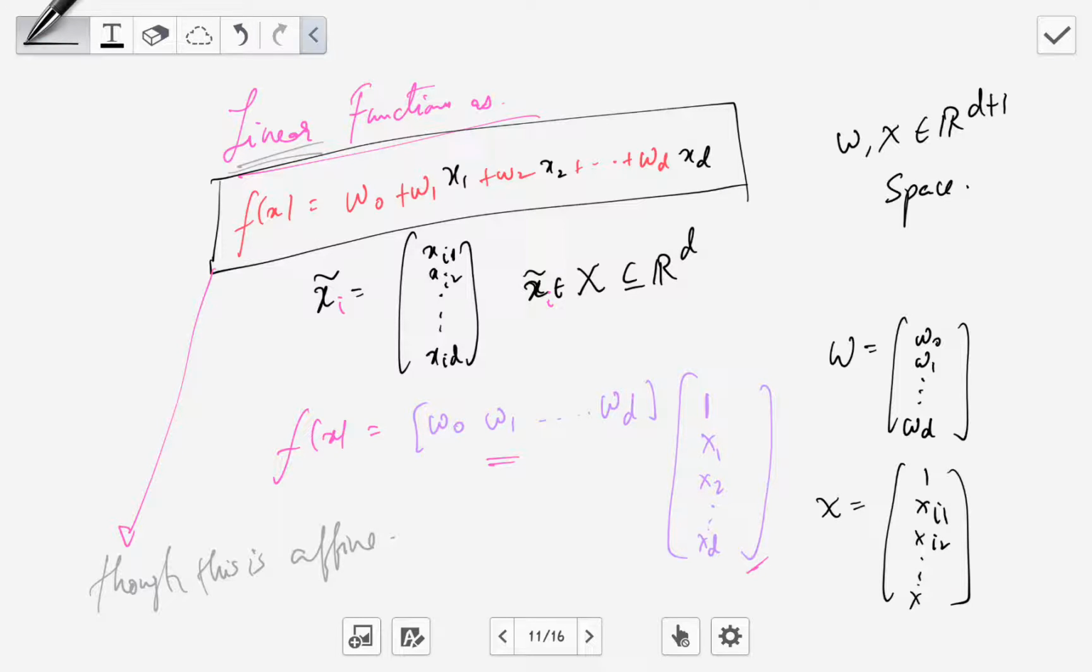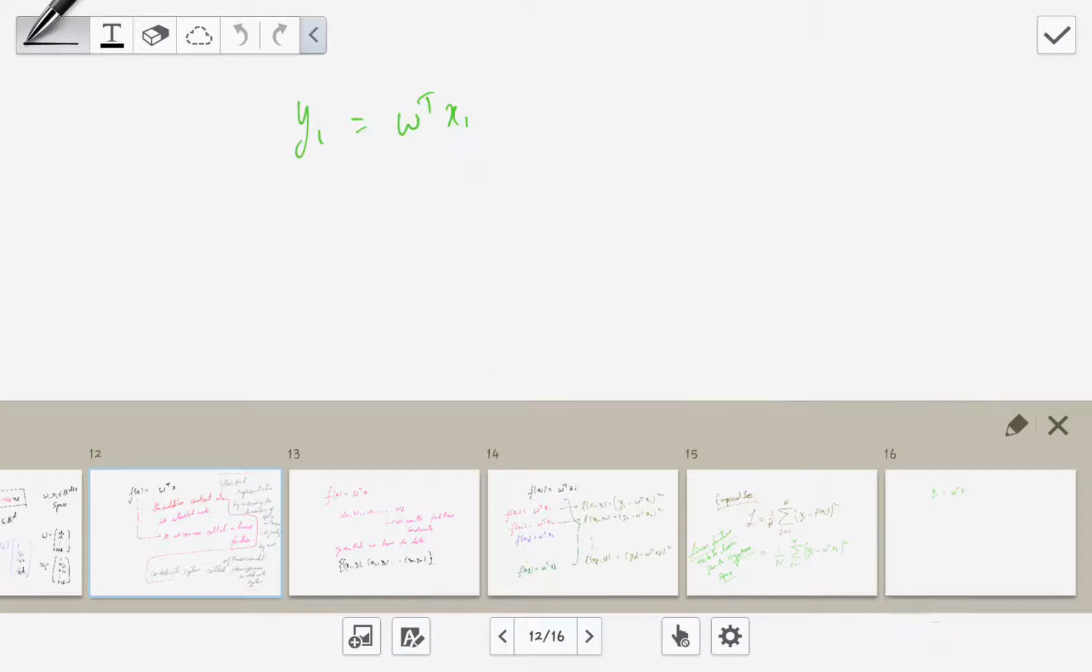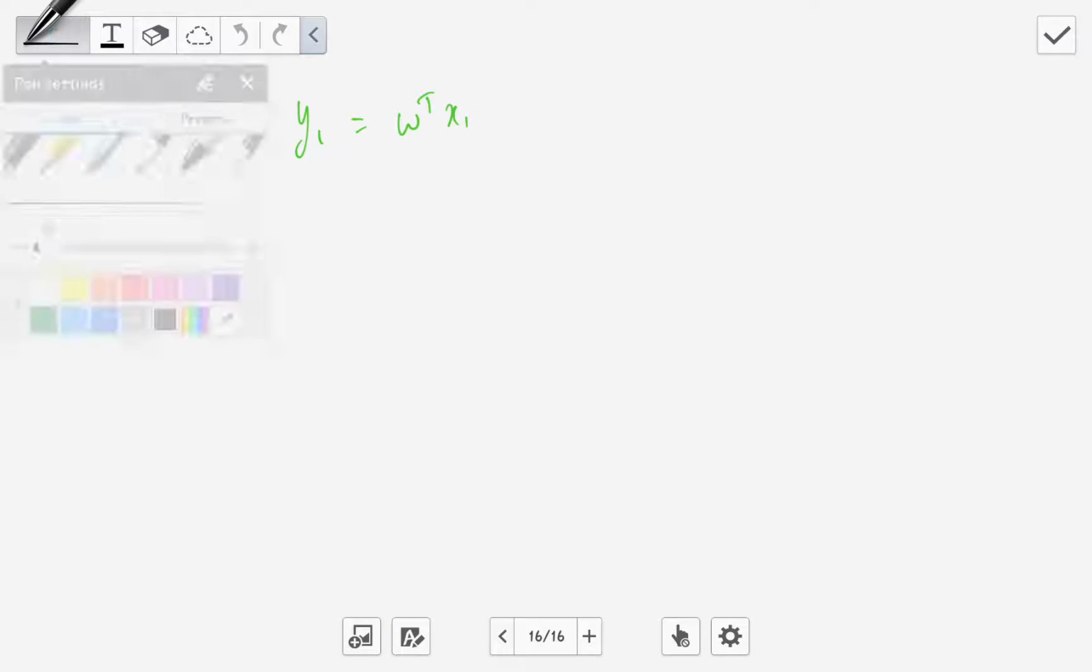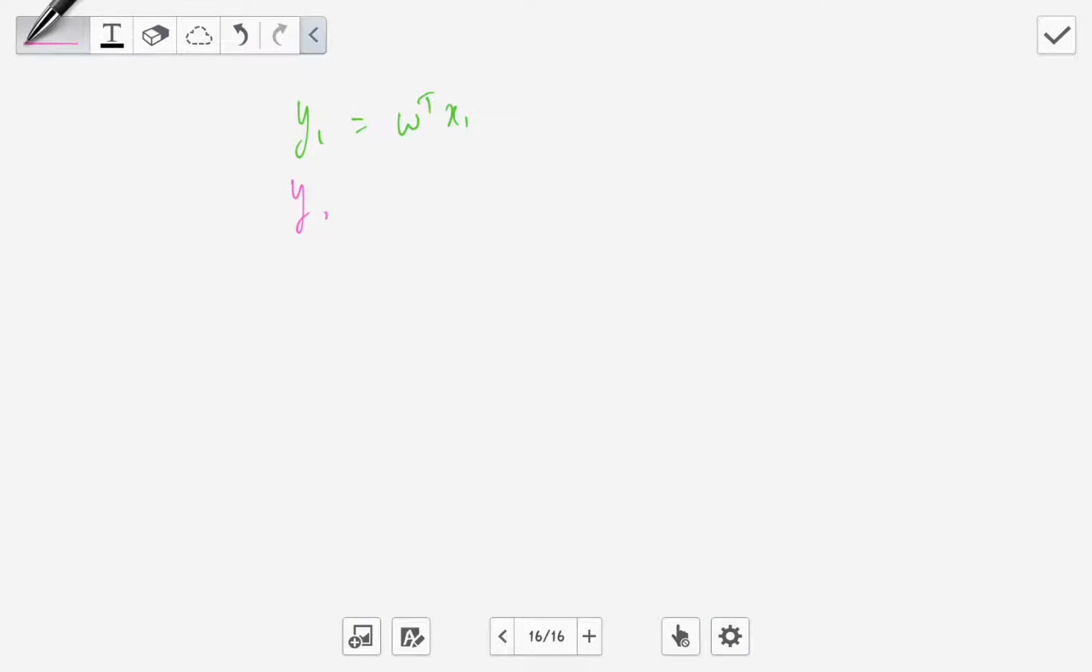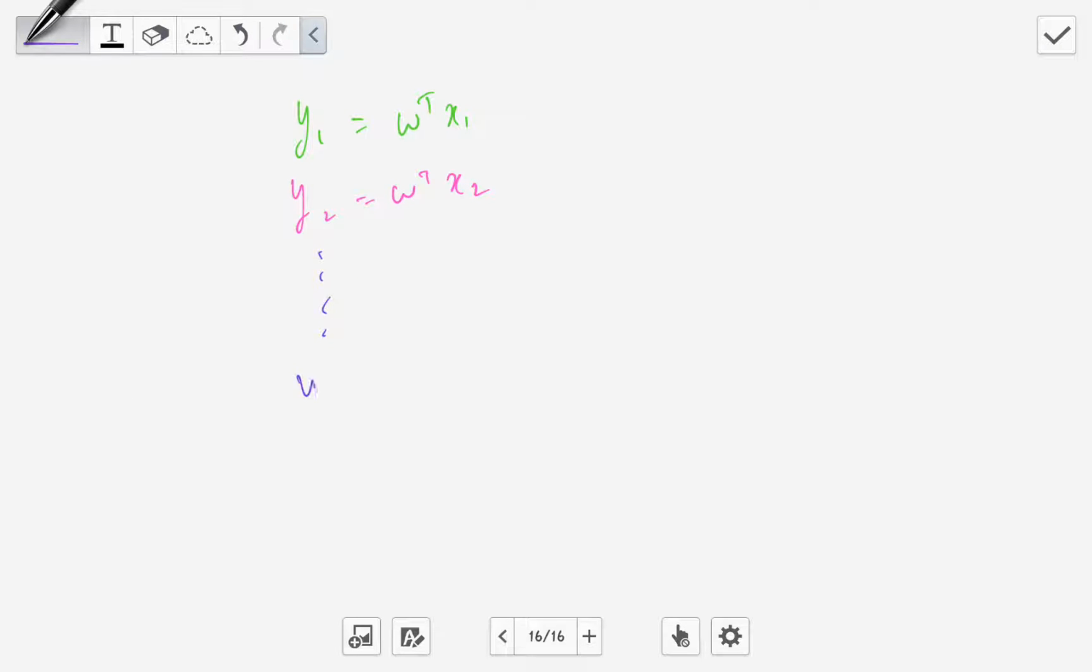xi1, xi2, xid, for each of these to be xi's. Fine. Okay, this is clear. And what about that? Yes. Fine. id. Okay. Yeah. So now this is y1 is equal to x1. Then I have y2 is equal to w transpose x2. Then I have, so on, yd is equal to w transpose xd. Okay, this is fine.